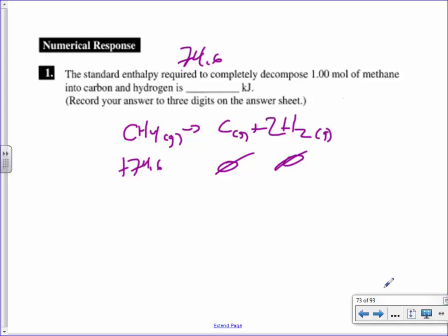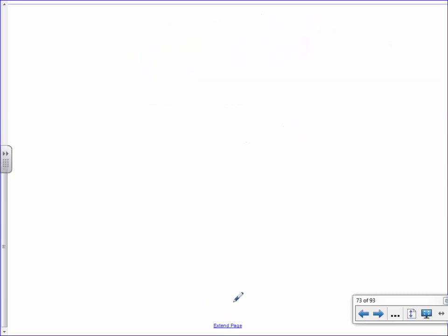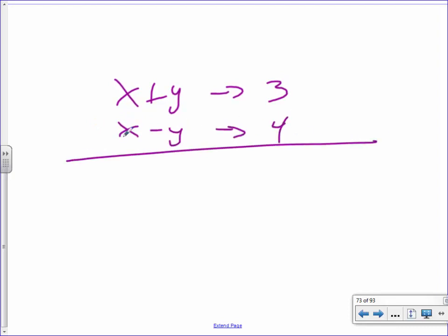Okay, last topic we talked about was something called Hess's Law. The basics of Hess's Law are really, I like a math analogy. If I give you x plus y turns into 3 and x minus y turns into 4, if you did elimination, you could say that those subtract, that turns into 2y, that turns into -1.